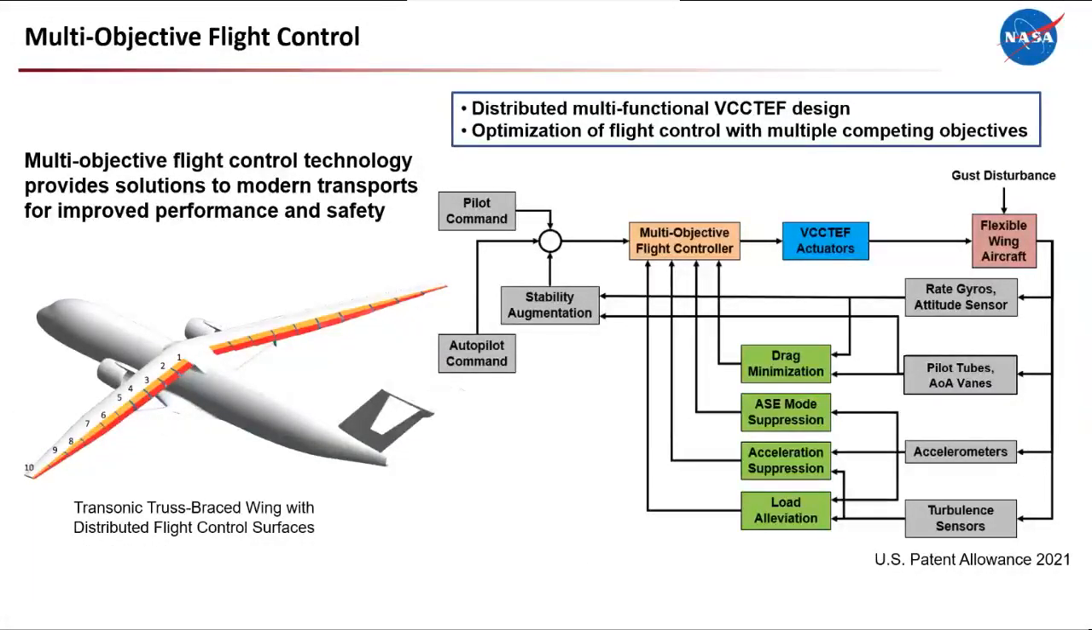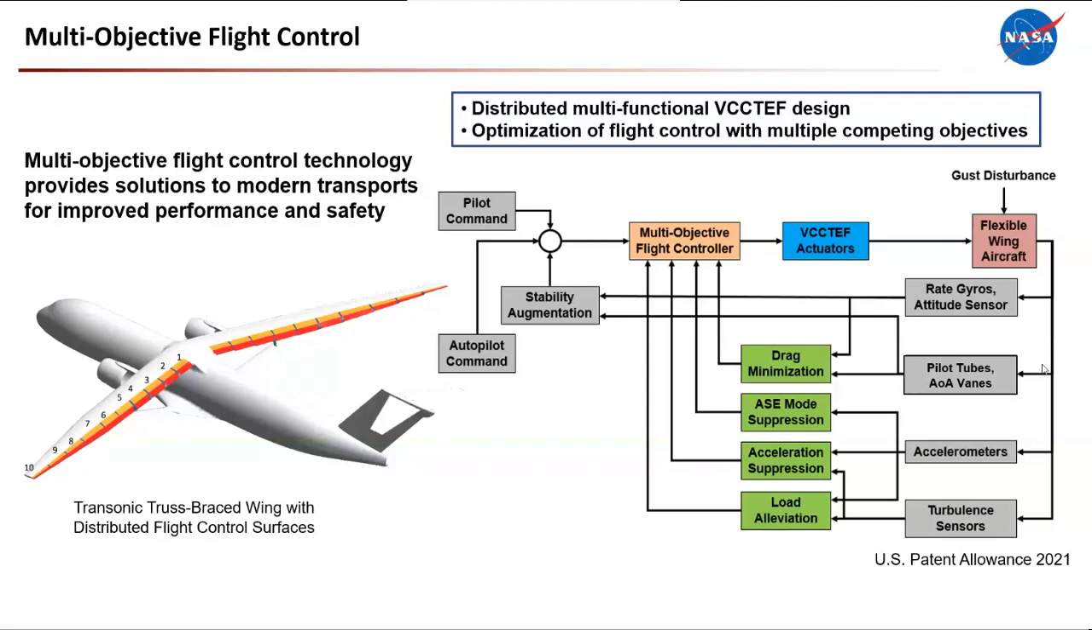So this idea of multi-objective flight control comes about as the need to address all of those competing objectives that I mentioned. How do we address drag reduction? How do we address structural loading? And how do we address stability, all at the same time?